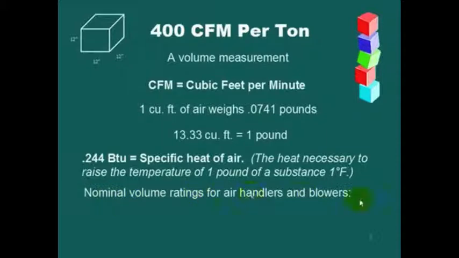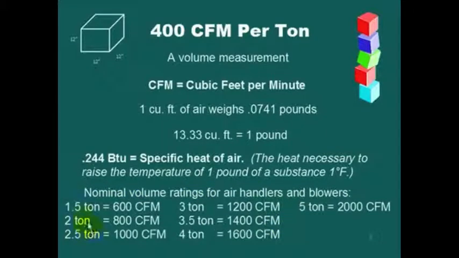Nominal volume ratings for air handlers go like this. There's about 7 sizes: 1.5, 2, 2.5, 3, 3.5, 4, and 5. It's about half-ton increments, but not everywhere. We jump from 4 to 5. Okay, there's no 4.5-ton unit. I say that, and I know there's an exception to the rule, certainly, but 9 out of 9 times you're not going to find a 4.5-ton unit available.